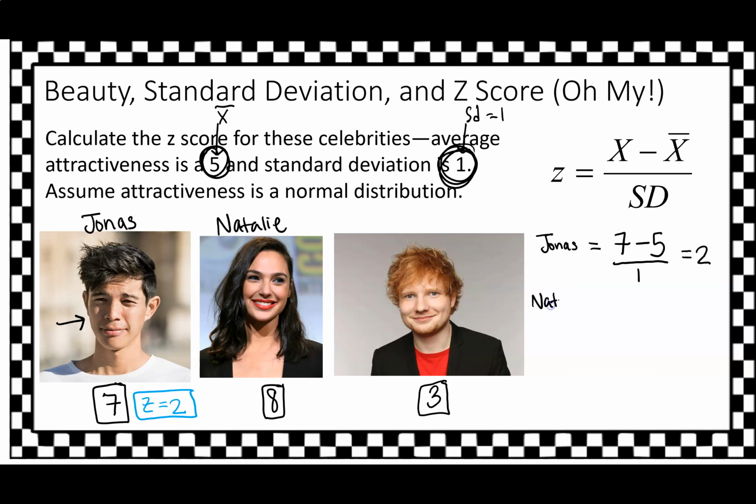Let's go with Natalie. She's got a value, an X of 8. We're going to subtract the average, divide that by our standard deviation, and she gets a 3. Yeah, she's nice looking. So she's significantly above average. If you get a z-score of 3, you're like, whoa, she's positive. She's got a positive 3. She's significantly above average.